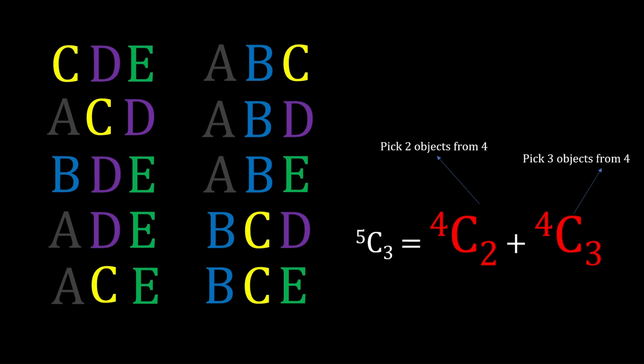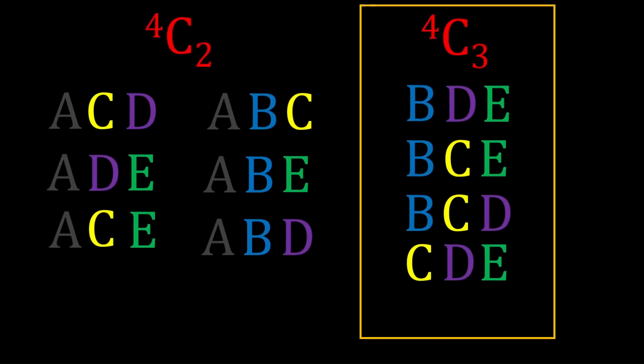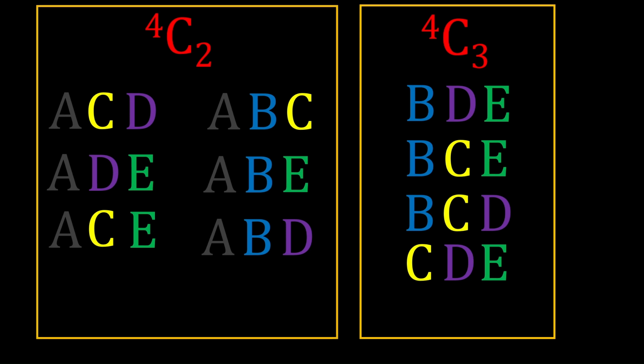Well, we see that these groups correspond to choosing 3 letters out of the 4, and these cases correspond to choosing 2 letters out of the 4. We now see that we have formed 2 disjoint groups that encompass all the combinations, and hence we are certain that we are on the right path.